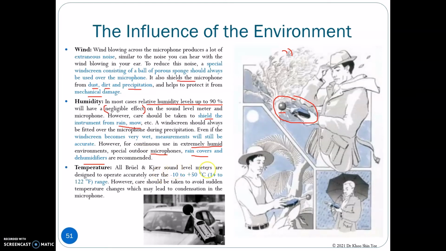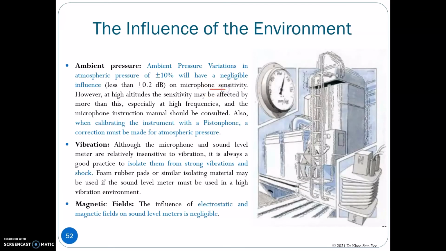Most of the sound level meters designed by BNK can operate accurately from -10 degrees Celsius to 50 degrees Celsius. Sudden temperature change will cause condensation inside the microphone. Extra care should be taken to avoid this. The microphone sensitivity can be maintained as long as the ambient pressure variation is around ±10%. If we wish to take the measurement at high altitude, the microphone sensitivity might be affected. In this case, we need to check the microphone instruction manual carefully to see if it is suitable for this application.